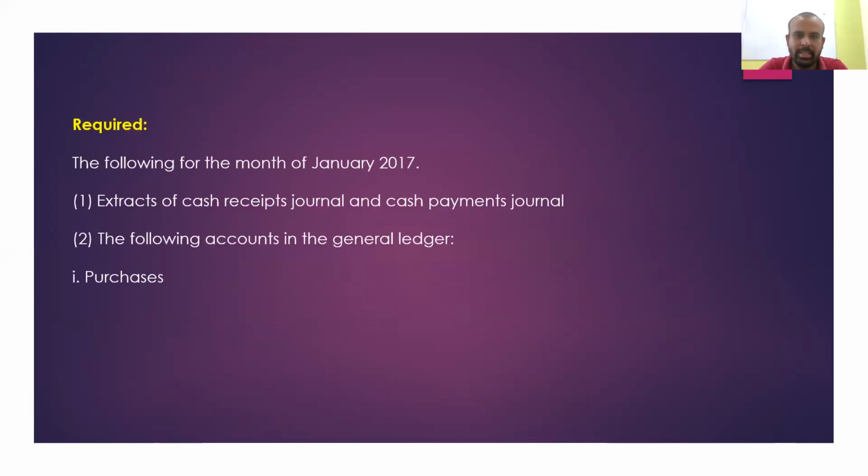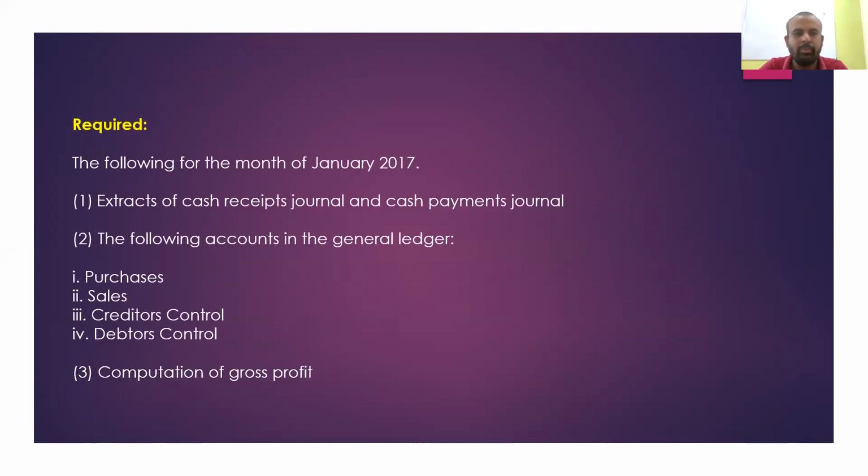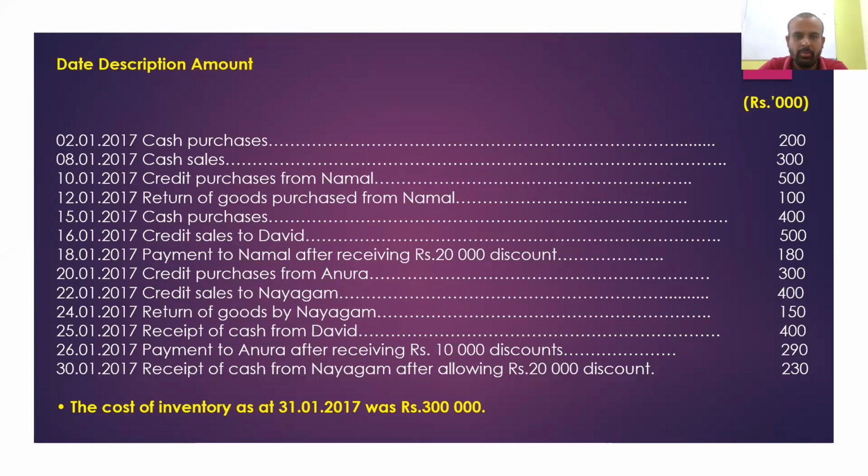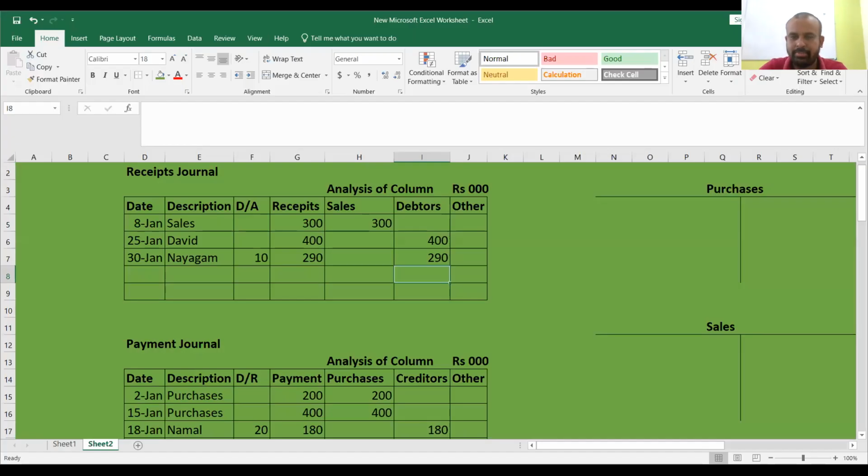Right. Okay. Receipts journal we have done. Payment journal we have done. Now we need to prepare the purchases, sales, creditors control account and the debtors control account. For that purpose, we need to take the total of each and every journal. Right. So, can I take the total?